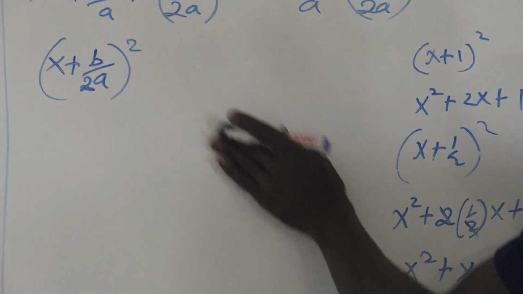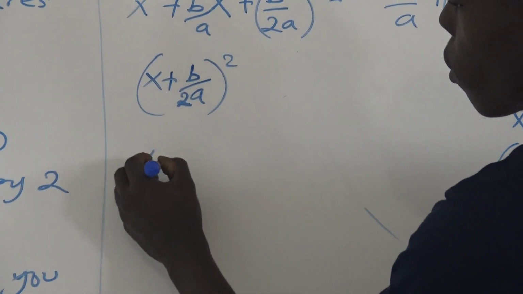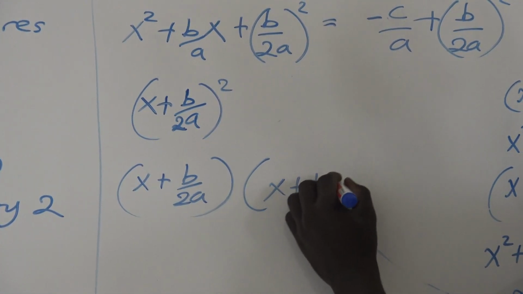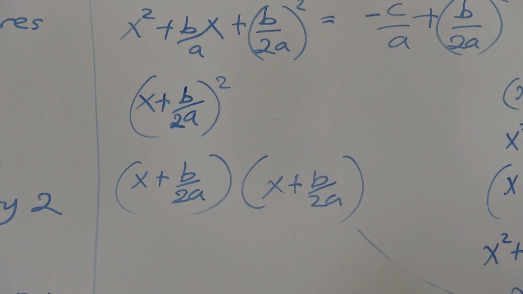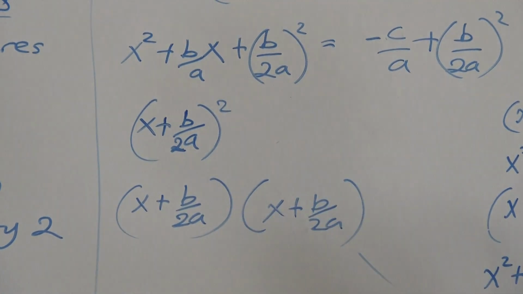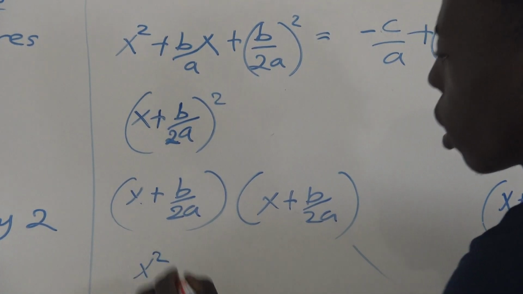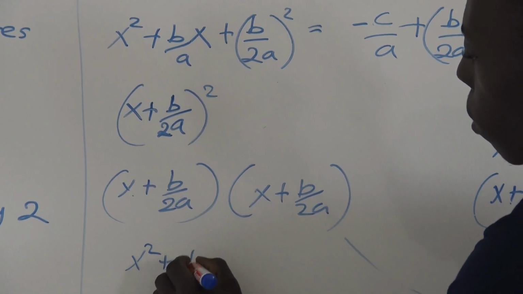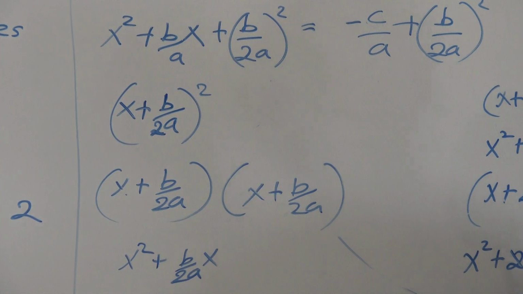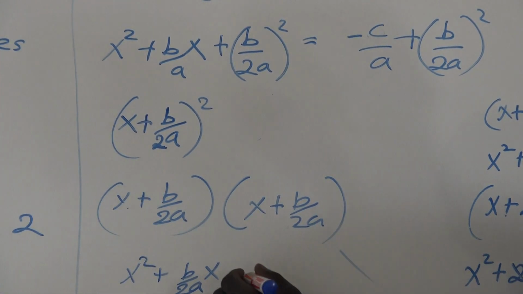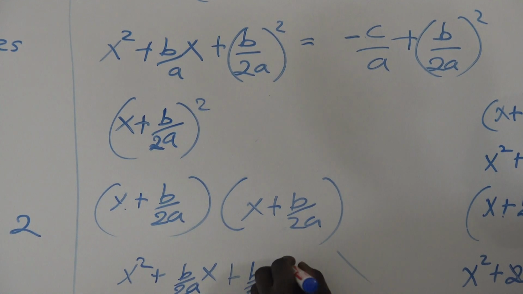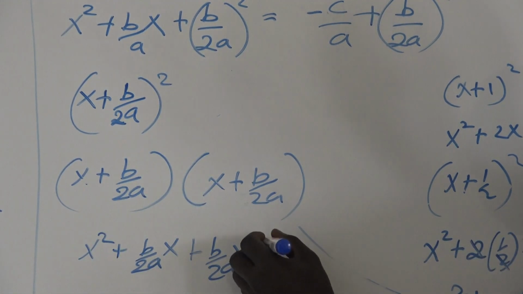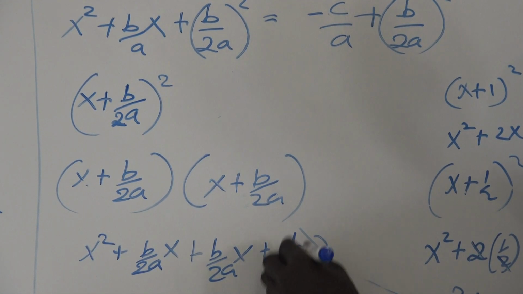So we can check if it is correct by saying that it is x plus b out of 2a, times x plus b out of 2a. If you multiply this one, we see whether you can get this one. So this times this, you get x squared. Now this times this, you get plus b out of 2a x. Also this times this, which is again plus b out of 2a x. Now this times this, which is plus b out of 2a, the whole thing squared.